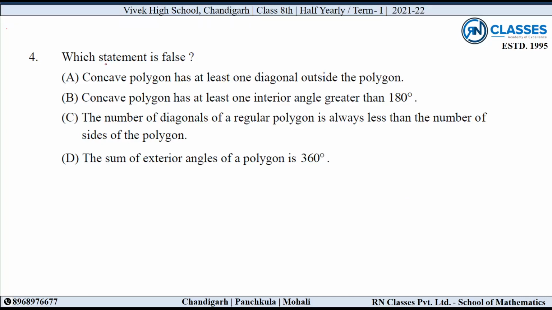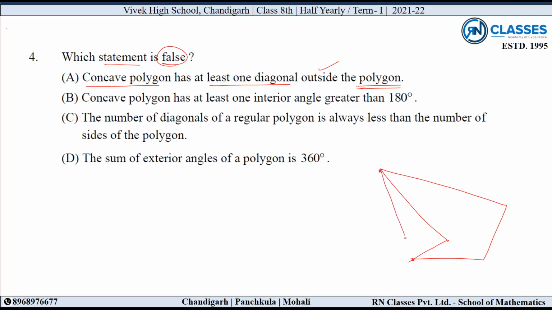Which statement is false? We have to do a falseness check. Concave polygon has at least one diagonal outside the polygon. Okay, outside the polygon. Let's make a concave polygon. See, this is my polygon. This is a concave polygon, right? So if you connect this vertex with this vertex, which are not adjacent, this will form a diagonal. This is a diagonal. Is it outside? Yes, it is outside. So this statement is true.